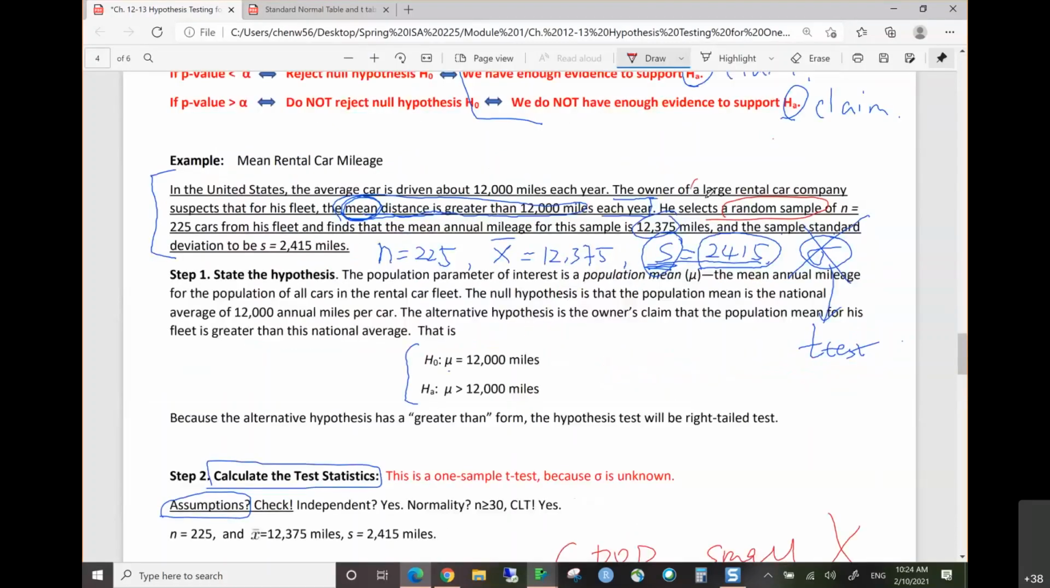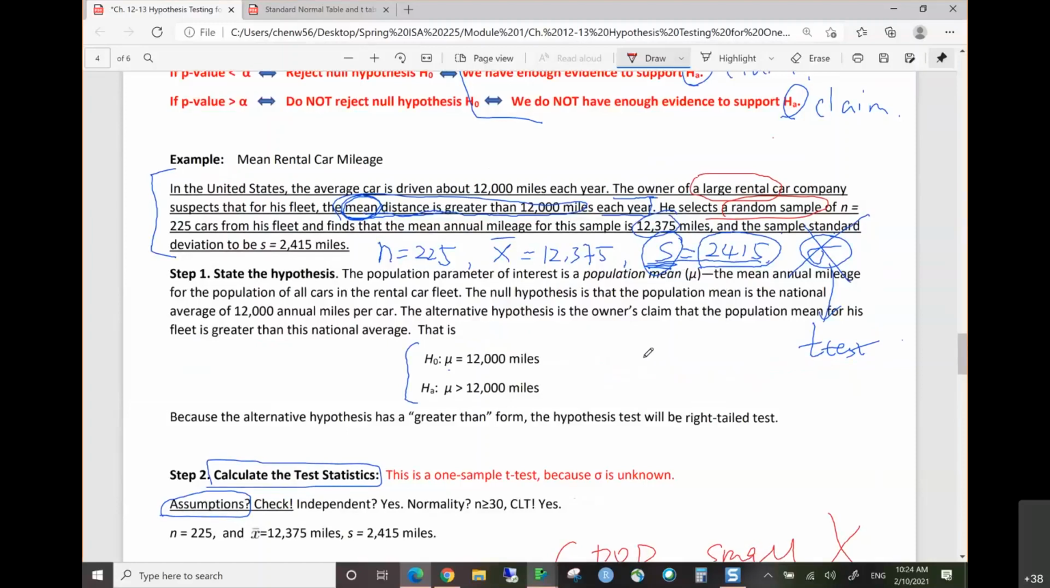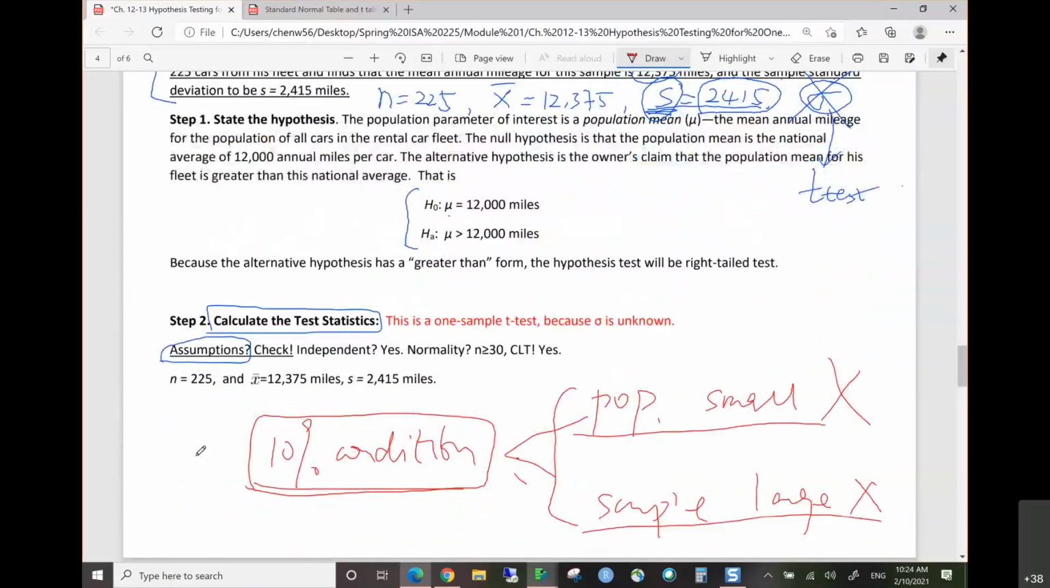Here it says it is a large rental car company, so of course the population size will be large. Sometimes it's about the United States, and of course the population is large. Sometimes it's about a program, so of course the population size will be large. In all of these cases, you don't need to worry about the 10% condition.